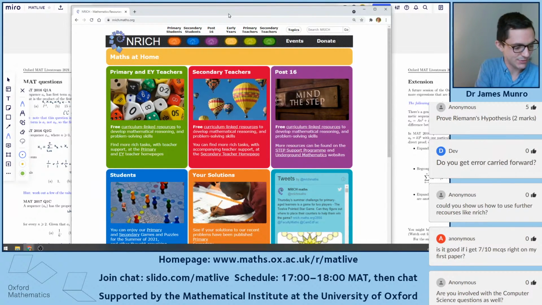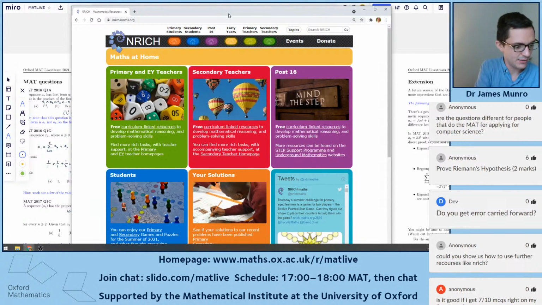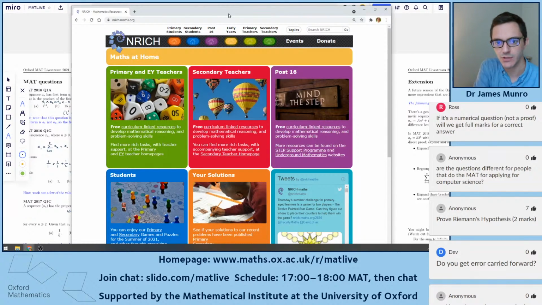I'm also going to catch up with chat. Ross, if it's a numerical answer, not a proof, you should get marks for the correct answer. Usually they say justify your answer, or show that, or prove. Usually there's text to say justify. It's good practice to put reasoning to show your working out. In fact, I think the instructions on the front of the page say, please show your working out on MAT questions.